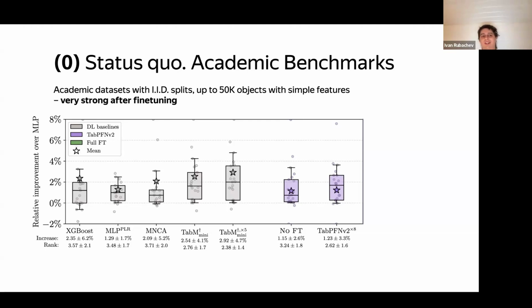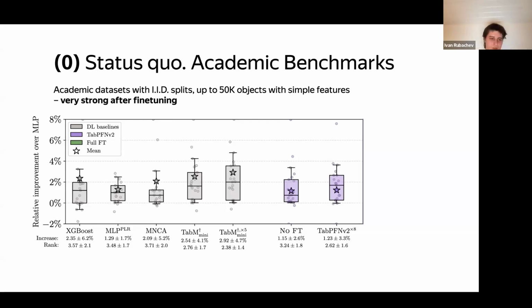It's basically an okay model that works kind of, but is not state of the art. We can see that XGBoost, for example, averages about a 2% improvement over the MLP. Some earlier classic tabular deep learning models, like the MLP denoted MLP PLR, are a bit behind the XGBoost model.